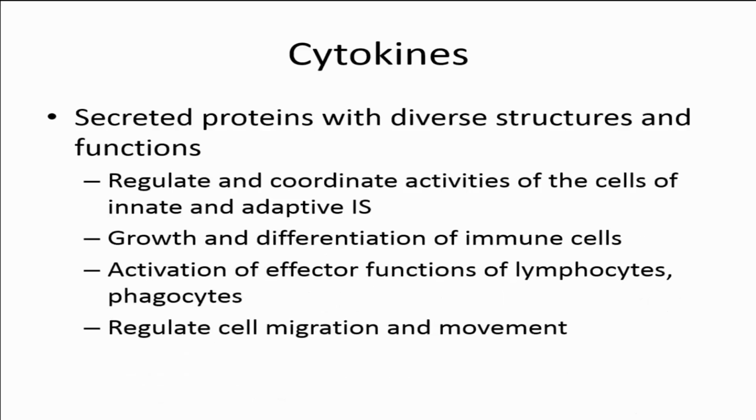So the other molecule is something called cytokines. So what are cytokines? These are secreted proteins with diverse structures and functions. And they can be a part of innate immune system or adaptive immune system. And they regulate and coordinate the activities of the cells of the immune system. So they help the growth and differentiation of these cells, and they also help in the effector functions of these cells. And they help the migration and movement of the cells around in the body. So what are those specific ones that help the migration called? Chemokines.